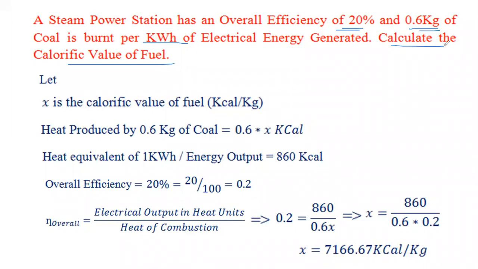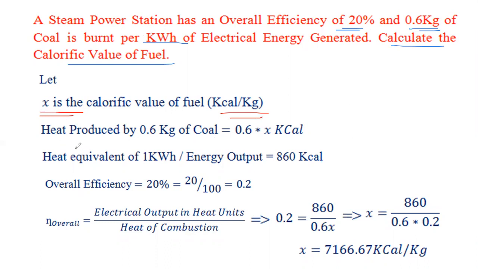We are assuming that X is nothing but the calorific value of fuel. You can assume any parameter, either M, N or Z. Here I am assuming the parameter X is nothing but the calorific value. The unit is kilocalorie per kg.